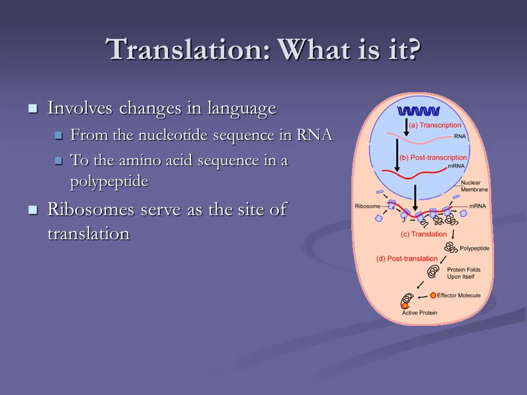Now, transcription. Relative to the cell, where does transcription occur? In the nucleus. What is the product of transcription? Specifically, the one we're going to focus on is mRNA, messenger RNA. So the messenger RNA has to leave the nucleus so that translation can occur where?